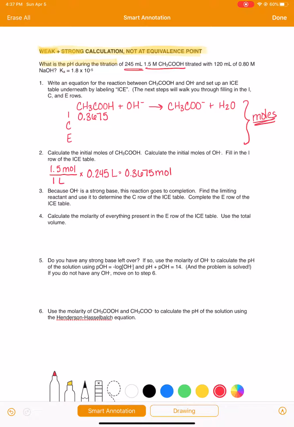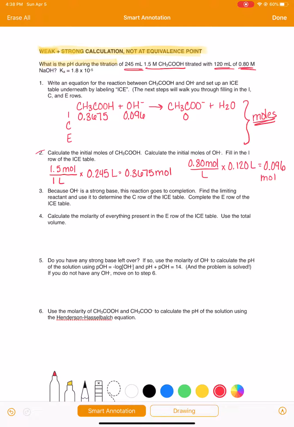And then we are also calculating the initial moles of hydroxide. This time we have the volume and the molarity of the hydroxide, so it's going to be easier for us to do this. 0.8 moles per liter of hydroxide times 0.120 liters, 120 milliliters, and that is 0.096 moles. And initially, we don't have any products yet, so that's a 0.